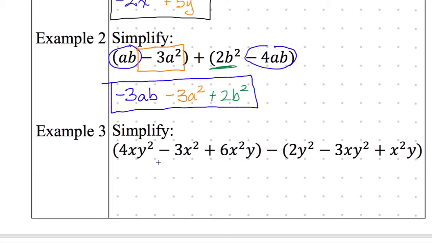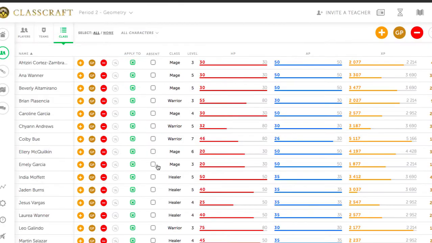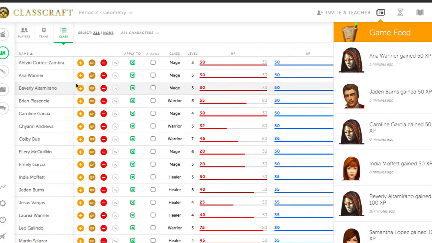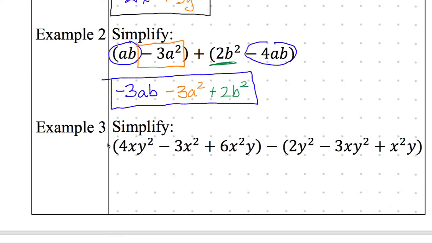All right. Example 3. Who wants to give it a shot? And I forgot to come back here and give Beverly her XP. Or did I? I forgot. Yep. So Beverly, there's your XP, 50, and marble. Example 3. Who wants to give it a shot?